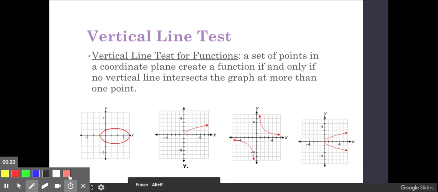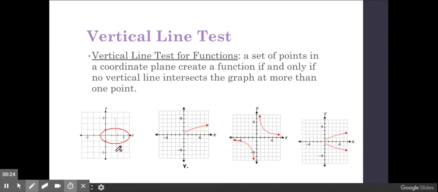So if we draw a vertical line through our function, we should only intersect at one point. Here you can clearly see 1, 2 points. So this would not be a function. Here, we draw a vertical line. You can see it only intersects at one point. So yes, this is a function.